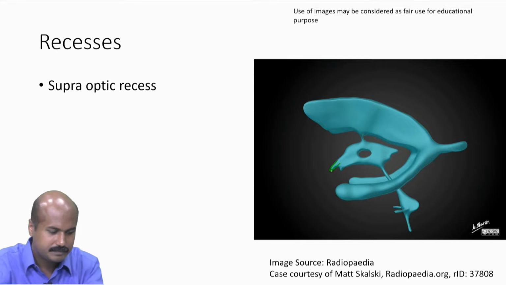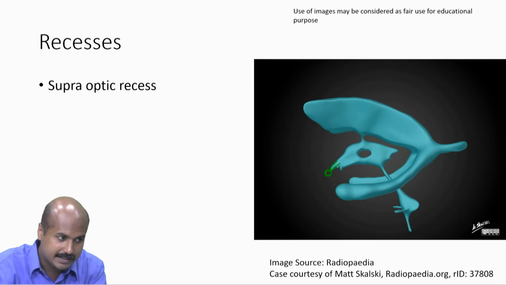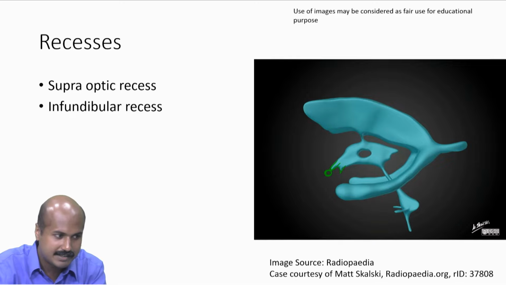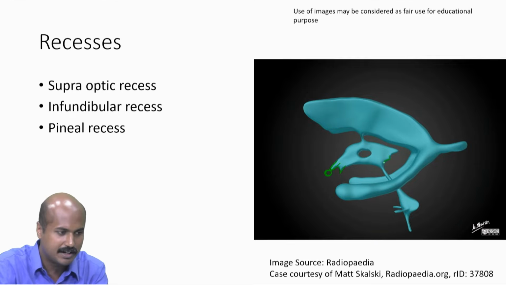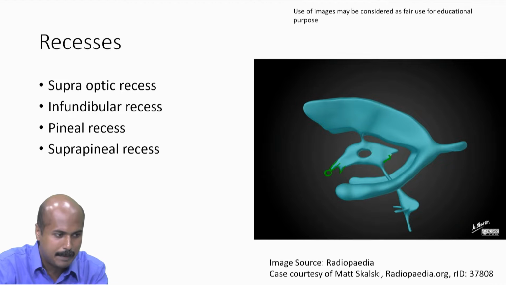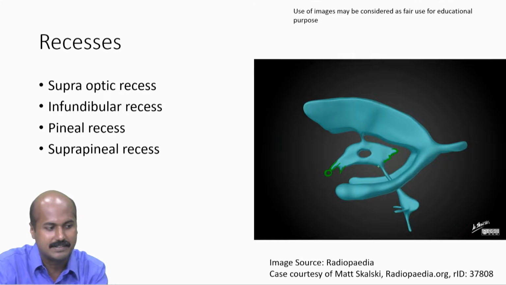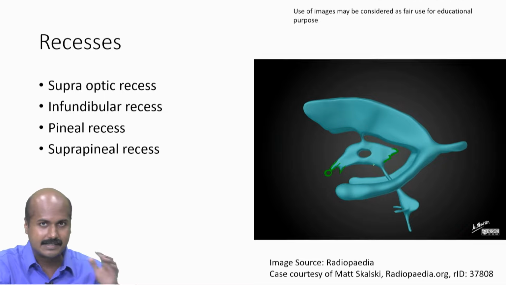This will be the supraoptic recess, because here you will have the optic chiasma. This will be the infundibular recess, because it is extending into the pituitary. Posteriorly you are seeing the pineal recess, and this is called the suprapineal recess. So these are the recesses of the third ventricle.